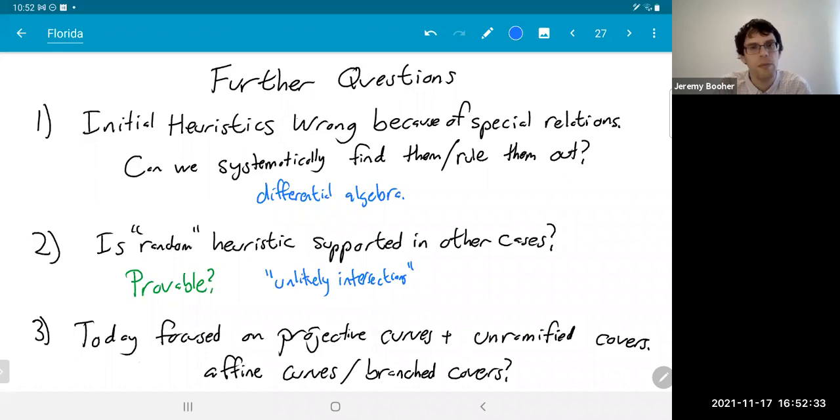And investigating this, as I said, is a long-term project, and it would surely spawn various interesting questions for graduate students to look at. And finally, for reasons of time, today I was focusing on projective curves and unramified covers, which are the analog of covering spaces. But you can also ask similar questions for affine curves and branched covers. And Felipe Voloch and I have also looked at this, and we've made some partial progress. For example, if I give you a plane curve, we can use L-functions of various ramified covers to determine the equation of the plane curve.